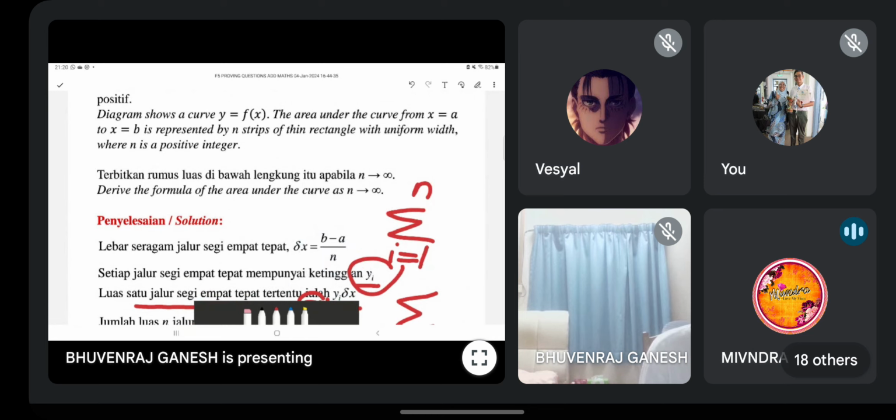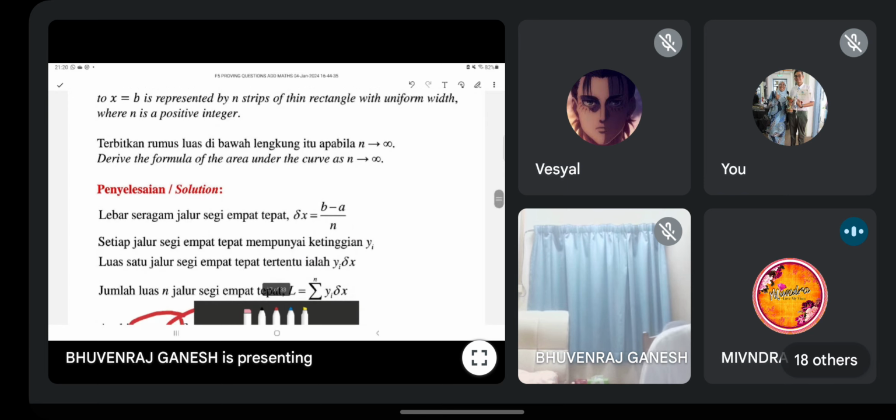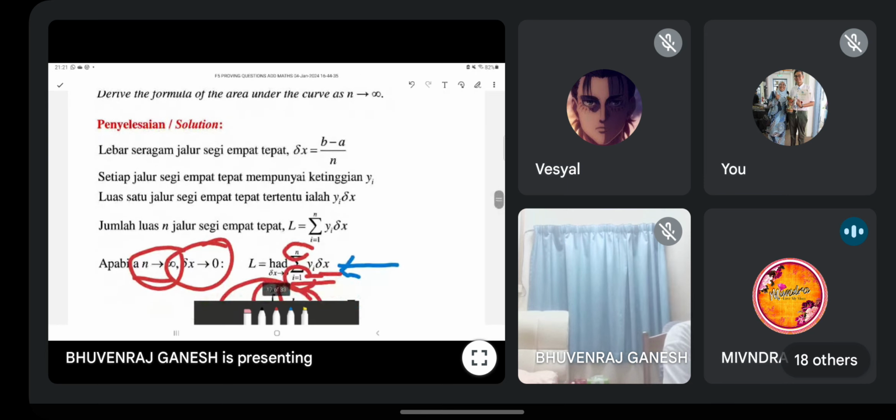dan panjang. So untuk lebar, kita buat delta x, perubahan kecil untuk x, lepas tu b tolak a per n, sebab tadi kan dalam paksi X ada A dengan B. So untuk lebar kita tolaklah yang nilai besar tu B. So B tolak A over N. Sebab N tu bilangan segi empat tepat. Okay, lepas kita dah dapatkan satu rectangle yang lebar tu, lepas tu kita cari ketinggian pula.